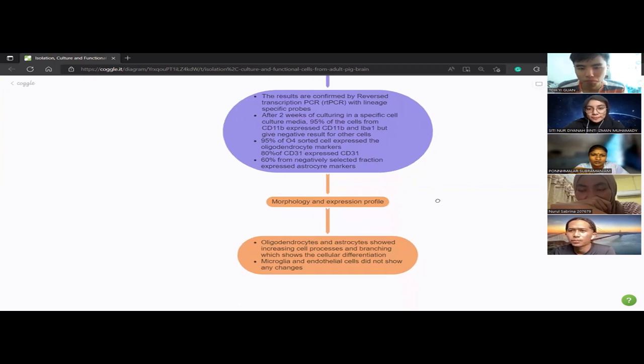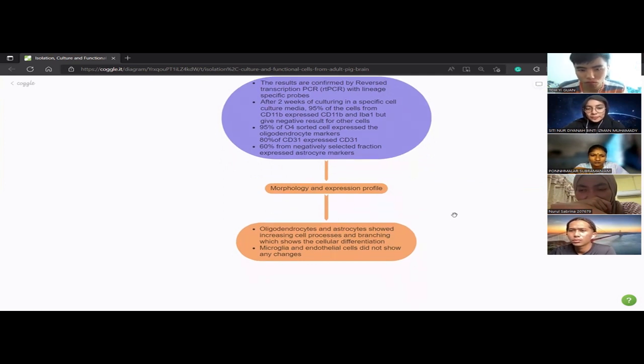The result can be divided into morphological and expression profile also. Oligodendrocytes and astrocytes show increasing cell processes and branching, which shows the cellular differentiation. Microglia and endothelial cells did not show any changes.